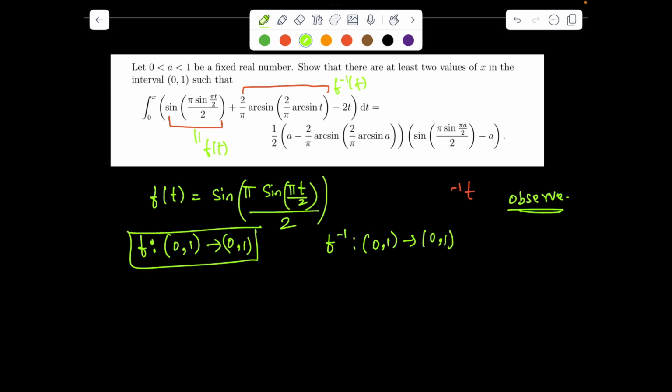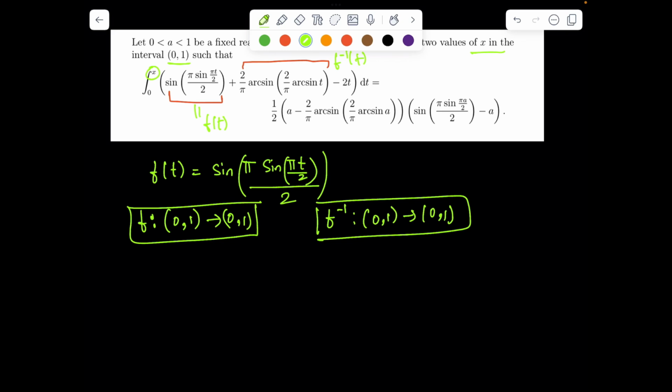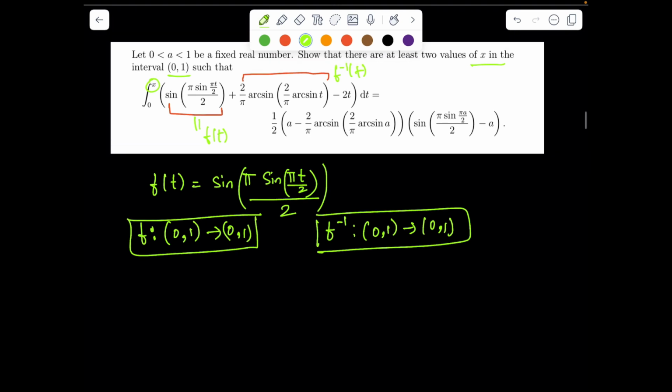Why am I interested in 0 to 1? Because the question tells us there are at least two values of x in the interval 0 to 1. It means the maximum bound of integration is up to 1. So in that window we are interested in the problem statement, right? Armed with these techniques, now we are ready to tackle this problem. So let's denote f inverse t as g of t.